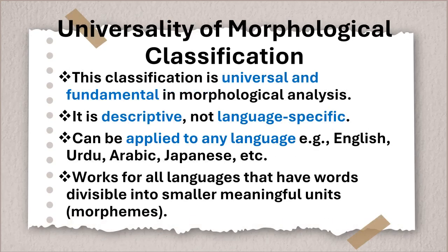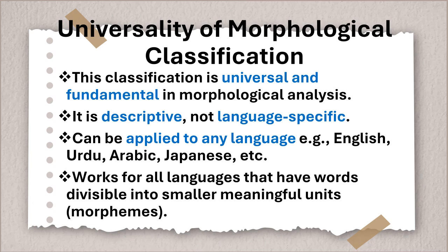Now, the next question arises about the universality of this morphological classification of words. Can we fairly apply this to all the languages of the world? And the answer is yes. This classification is universal and fundamental in morphological analysis because it's descriptive, not language-specific. You can apply it to any language, whether it's English, Urdu, Arabic, Japanese, or others, as long as the language has words that can be broken down into smaller meaningful units, morphemes.